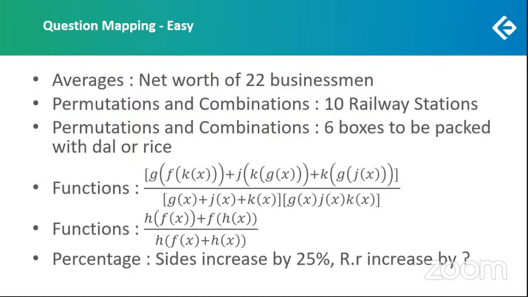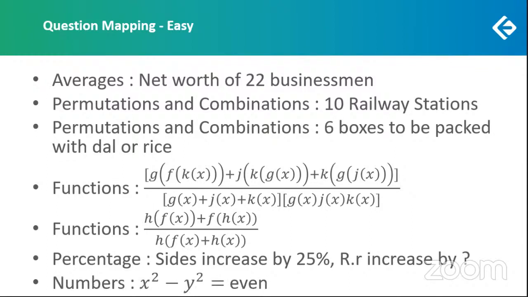You can use the AB formula, which says that A plus B plus AB by 100, or you can even go by the multiplier. It will give you the same answer, which is 1.25 into 1.25. So that is 1.5625, which means 56.25% increase. This kind of questions can be mentally calculated.